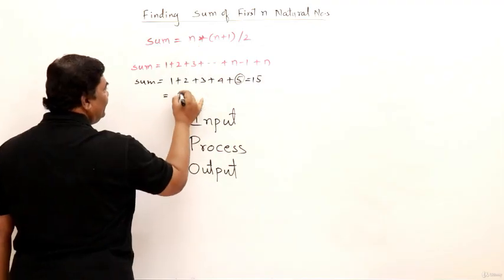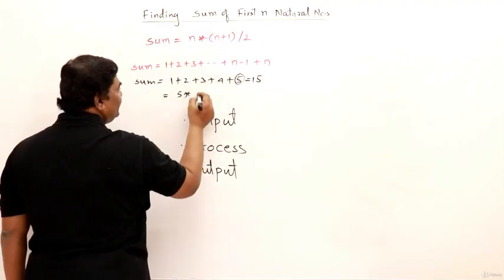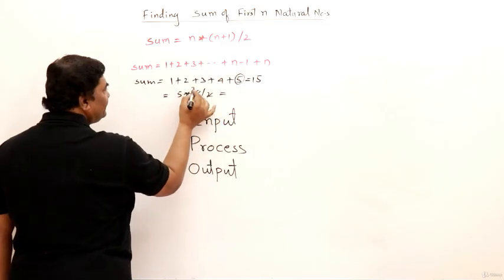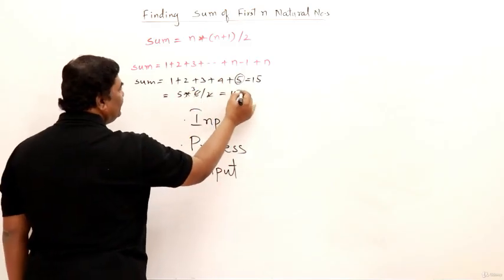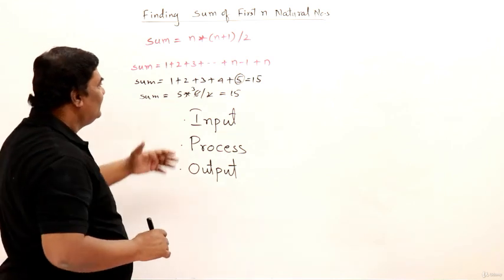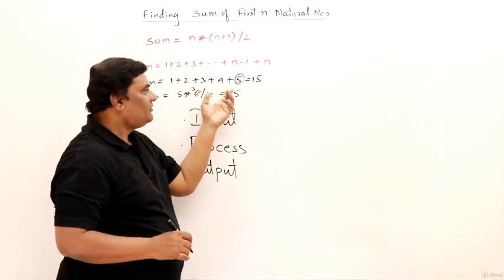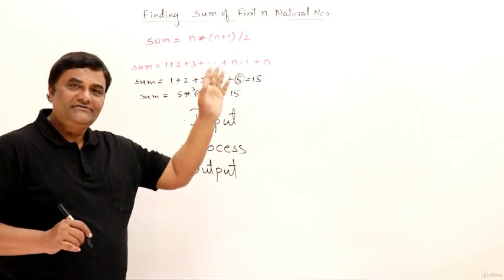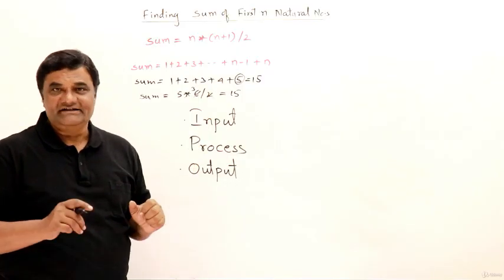So this is 5 into, this is 5 plus 1, 6 by 2. So how much is this? 6 ones are 6, 6 threes, so 5 threes are 15. So this is also 15. So yes, this is the formula for finding the sum of the first n natural numbers, up to whatever number you want to find out. This is a well-known formula, but I have already explained it.